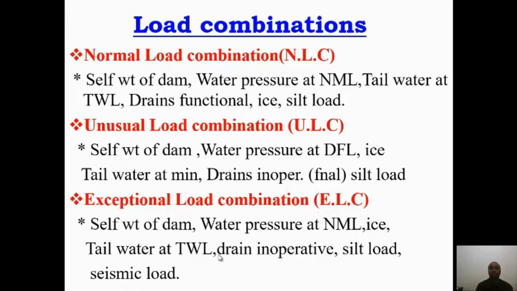For load combinations, you have three: normal, unusual, and exceptional. The normal load combination includes self-weight, water pressure at normal maximum level, tailwater at tailwater level, drains functional, ice, silt, etc. For the unusual load combination, you add silt pressure, drains inoperative, water pressure at design flood level, and tailwater at minimum. For the exceptional load combination, you add seismic load or earthquake force. So you can see now drains inoperative, silt, and seismic load.